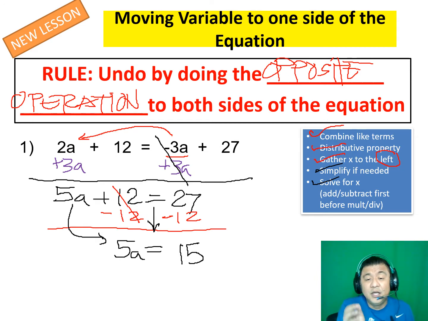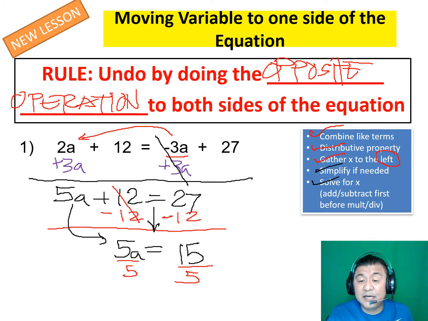A wants to be lonely. I want A to be lonely. So the opposite of times 5 is divide by 5, right? That cancels out. Check this out. A is finally alone. A is equal to 3.